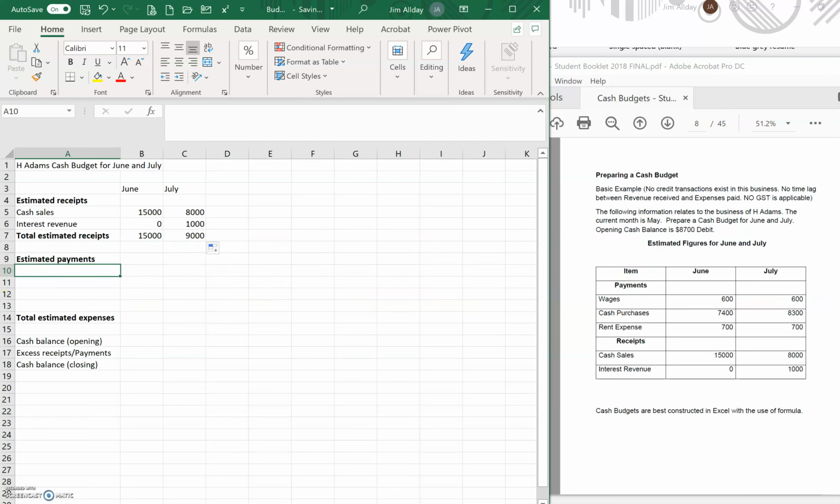Payments, we've got wages, cash purchases, and rent expense. Wages 600 and 600. Cash purchases 7,400, 8,300. Rent expense.